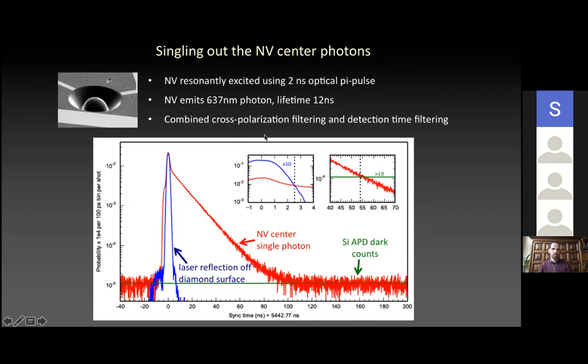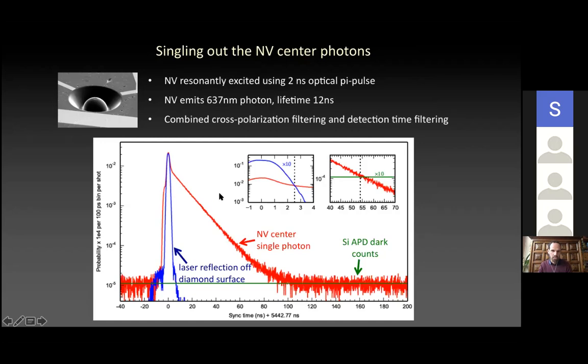So what we do in these experiments is that we apply 2 types of filtering. We have a cross-polarization filtering. We make sure that the excitation light is perpendicular or almost perpendicular to the dipole that we are exciting. Then we put a polarization filter in the detection path that blocks out all the excitation light, but lets through most of the emission light.